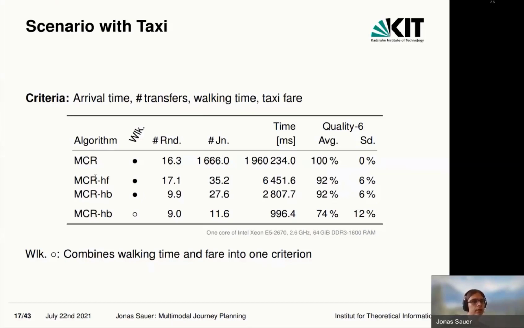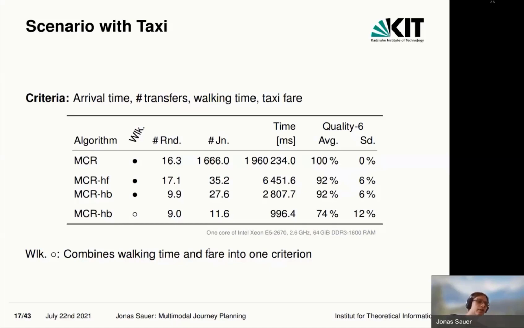Now let's look at our heuristics. The one with fuzzy domination cuts that down to 35 journeys and cuts the running time down to 6 seconds, which isn't great, but is at least feasible. And the quality is quite good at 92%, and same quality for the buckets version, and the running time is even better.